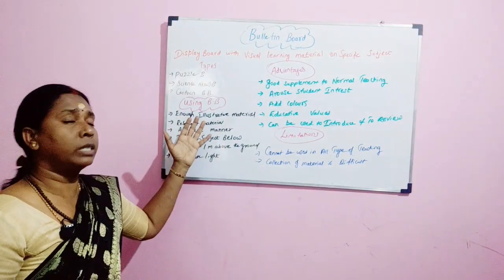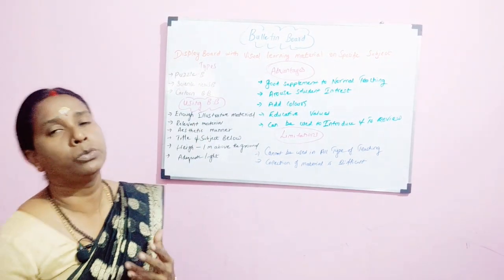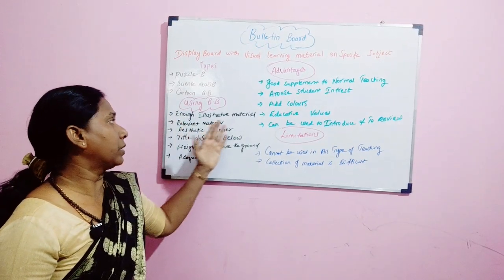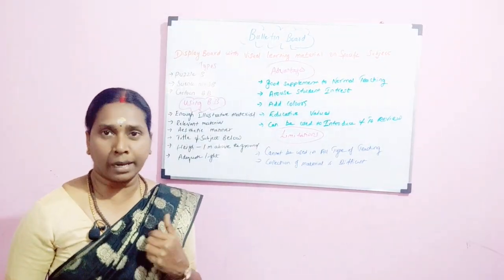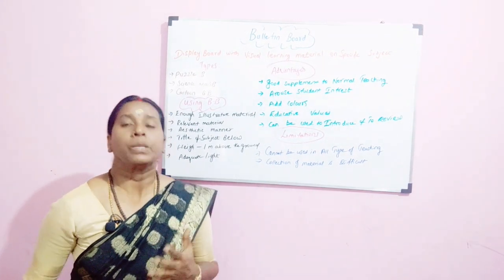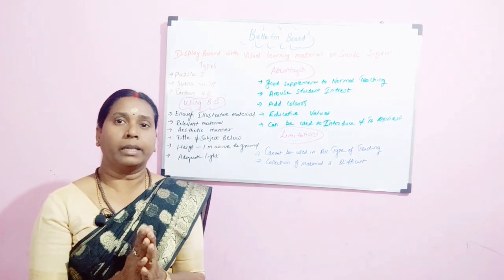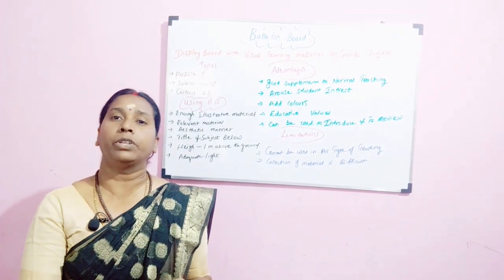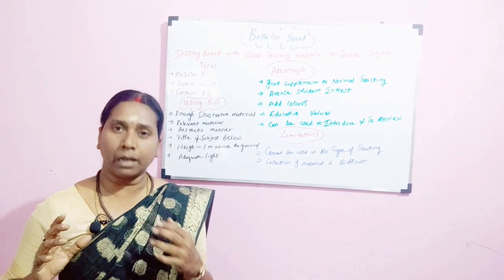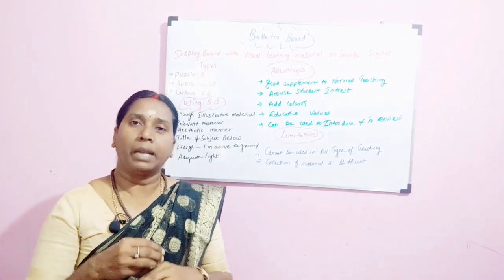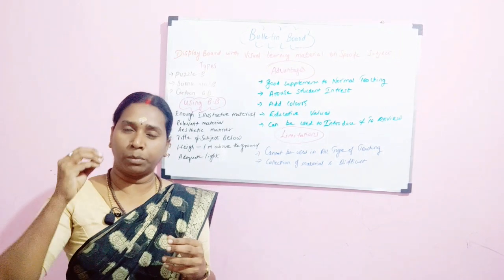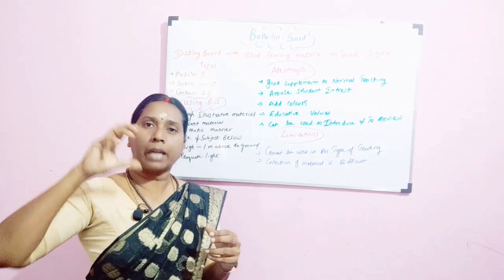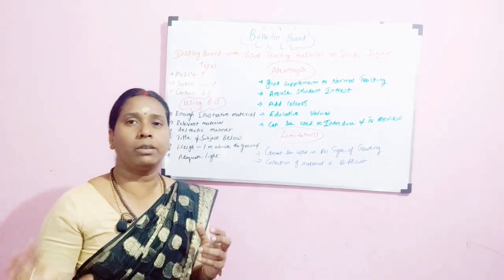Then we have the usage of bulletin boards. How are we going to use them? First, enough illustrative material. When you collect educational material related to diabetes, everything related to diabetes must be present: blood testing, the glucometer, the insulin syringe, tablets, and all those things. You must collect all the materials.